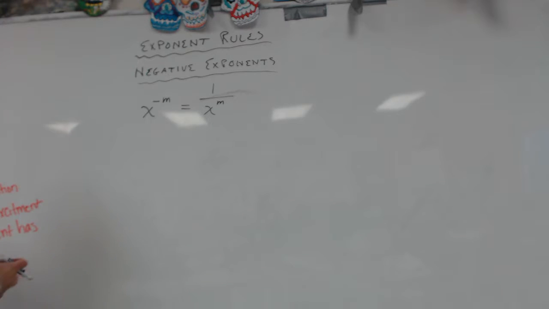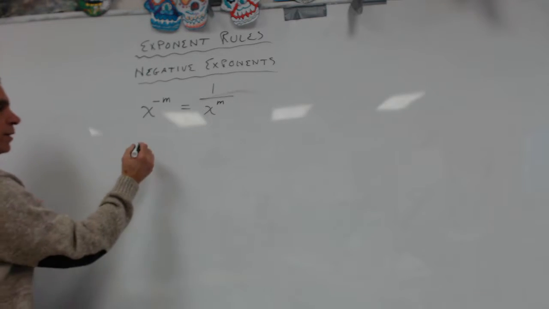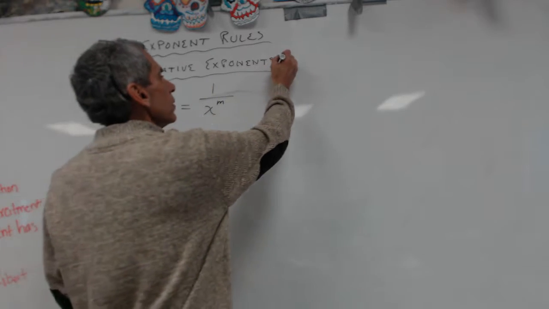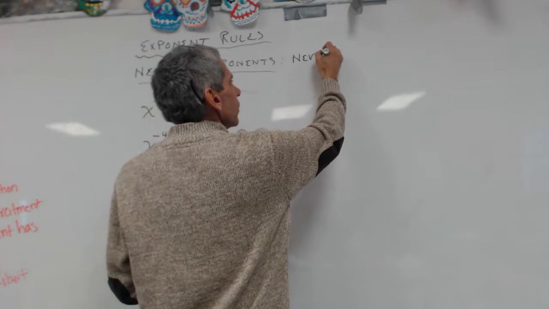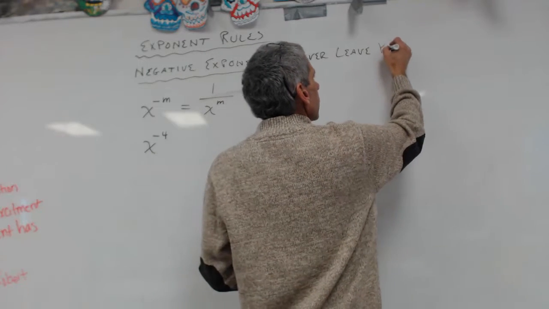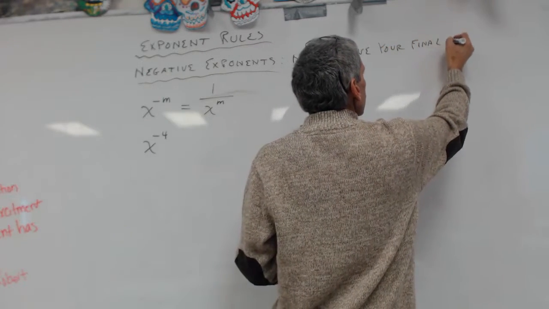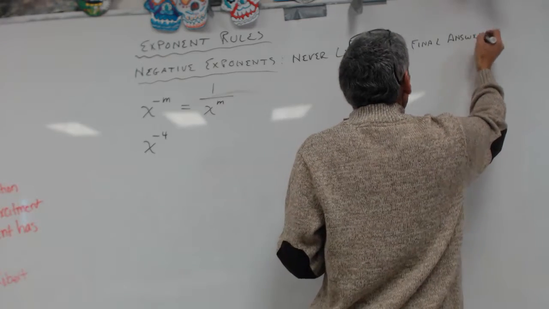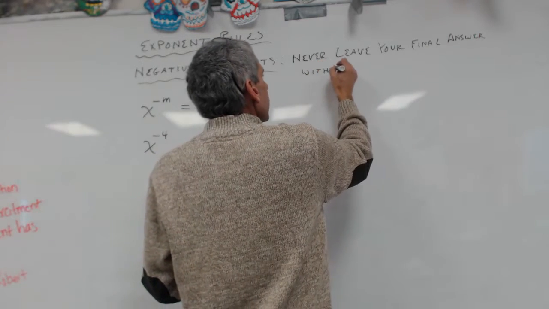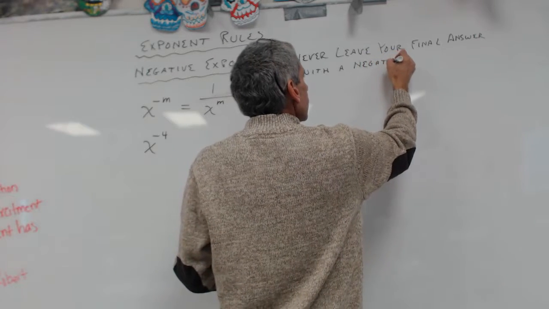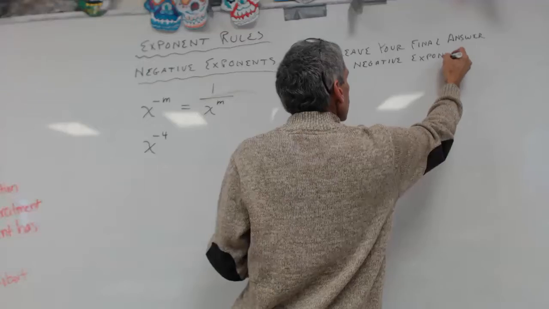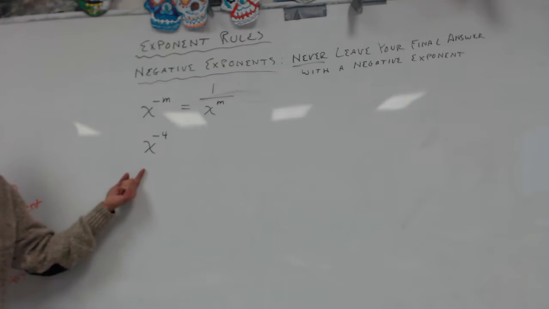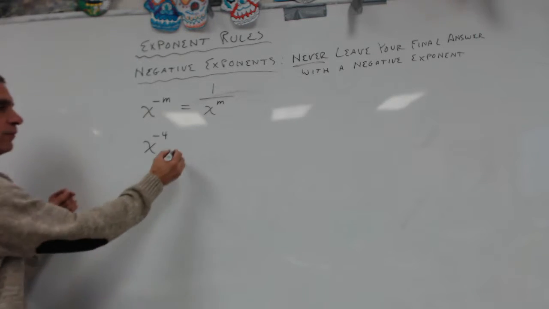So I'm going to show you an example. If I have x to the negative 4th, there's a rule that says, this is the rule, never leave your final answer with a negative exponent. Never, never, never.